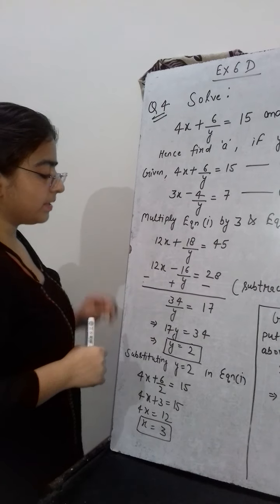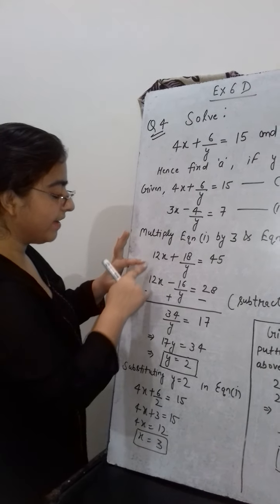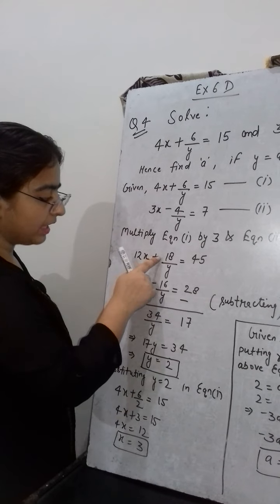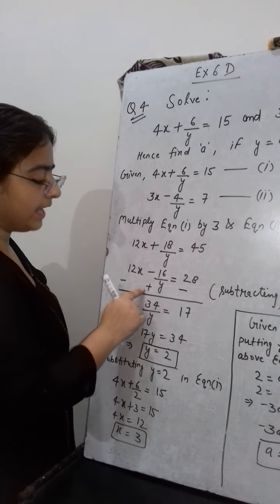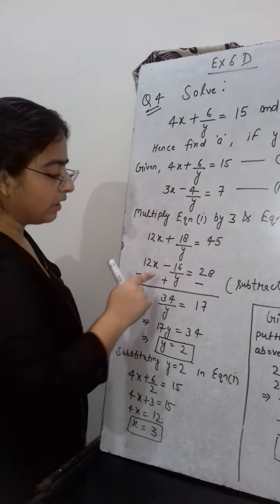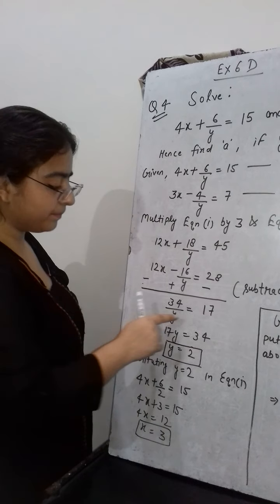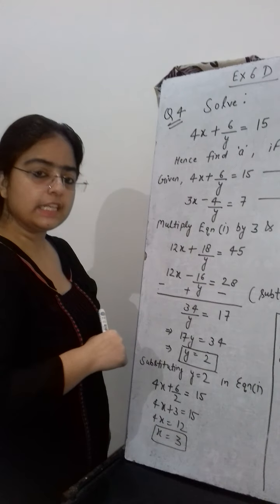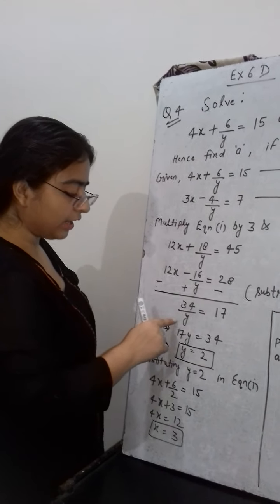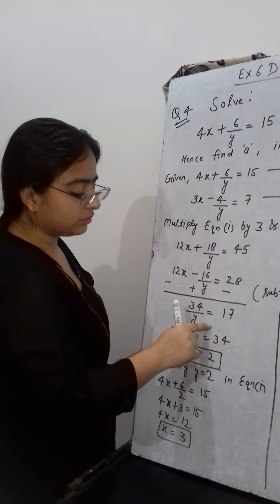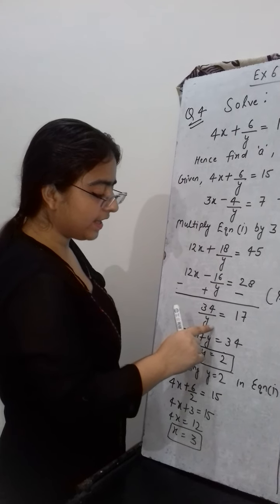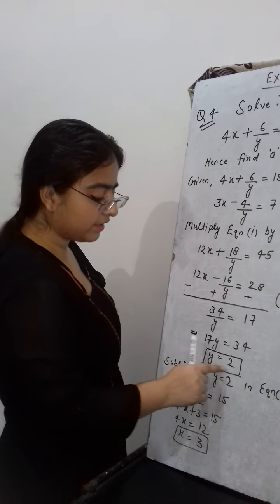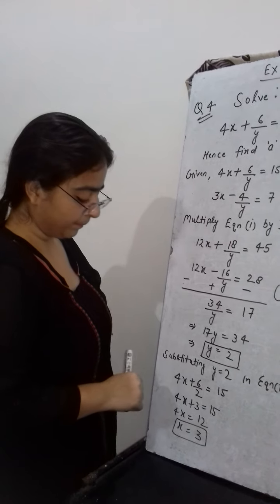Now on subtracting we get 12x and minus 12x cancelled, 18/y and plus 16/y, we get 34/y = 45 minus 28, then we get 17, on cross multiplying we get 17y = 34. From here the value of y is 2.